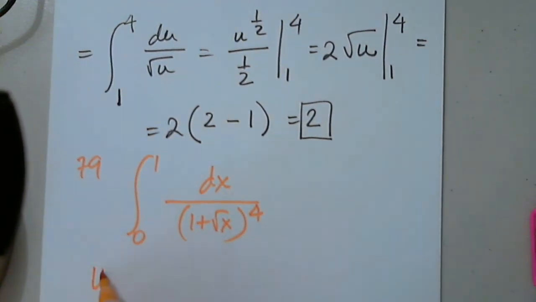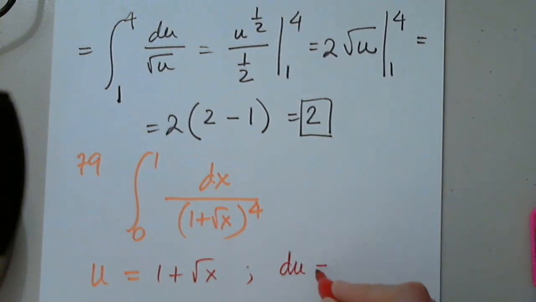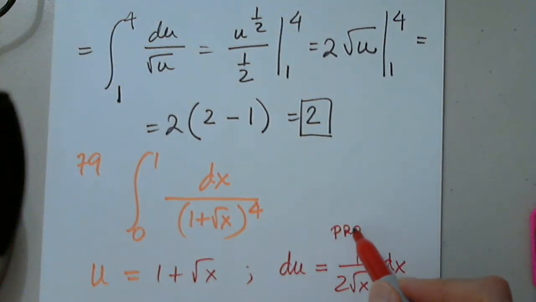So if we want to use u, what will that be? One plus the square root of x. I agree. So now let's see what we do with du. Anyone? 1 over 2 square root x dx. Excellent. Well, I have a little bit of a problem here. I can make up the 1/2, but I cannot make up the square root of x.